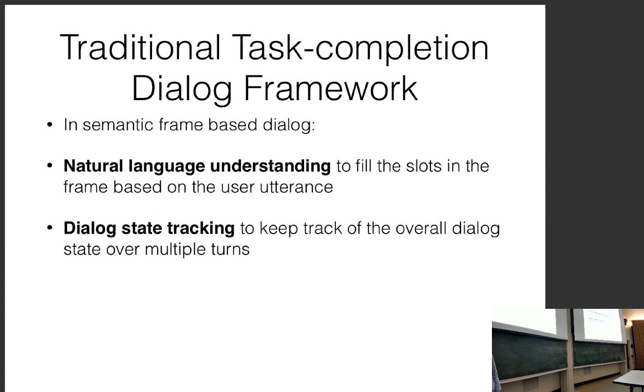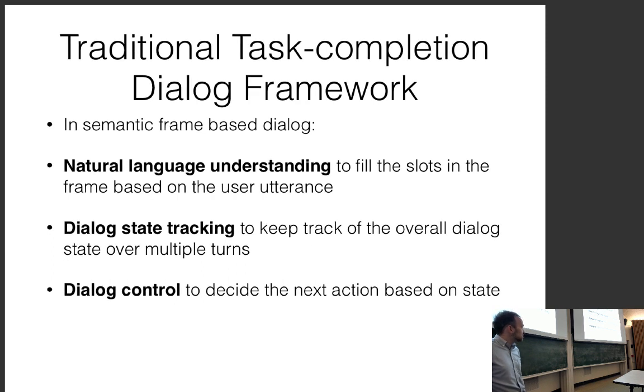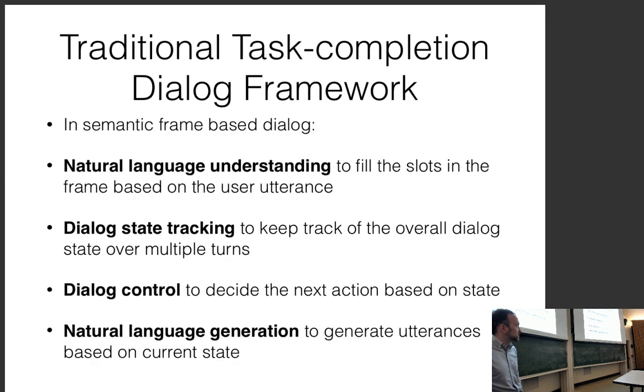Dialogue state tracking, in contrast to natural language understanding, which is usually over a single utterance, is tracking your belief over what the user wants over multiple turns. Dialogue control then takes in the dialogue state to decide the next action based on the state. And natural language generation generates utterances based on the current state. So there are lots and lots of systems that follow this general paradigm. In fact, probably most actually deployed systems follow this paradigm.